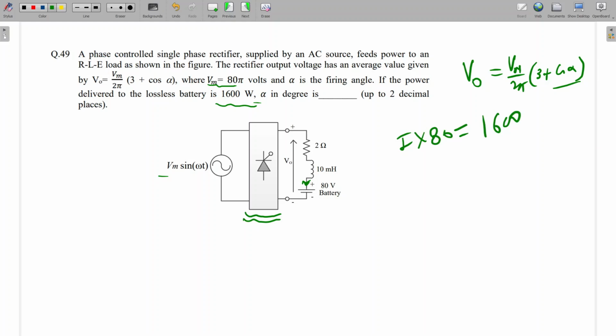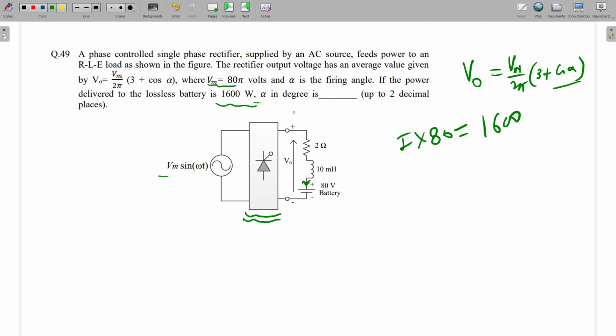One second, wait, someone is trying to join. One second. Hello.